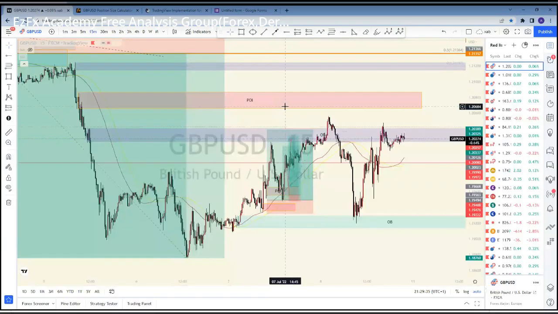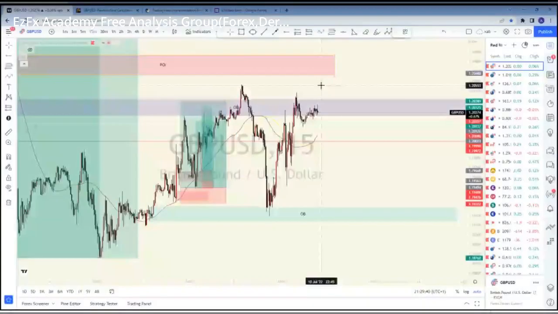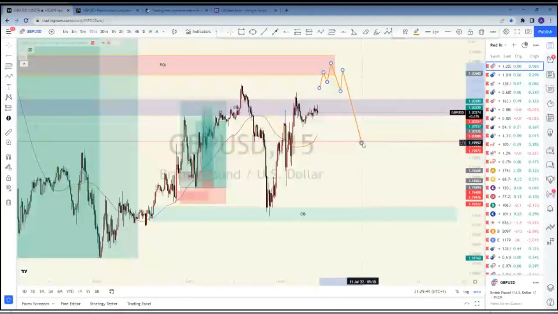You can take the sell maybe to this point, and then from this area, I would be looking for a buy. Remember, I am not your regular scalping trader.